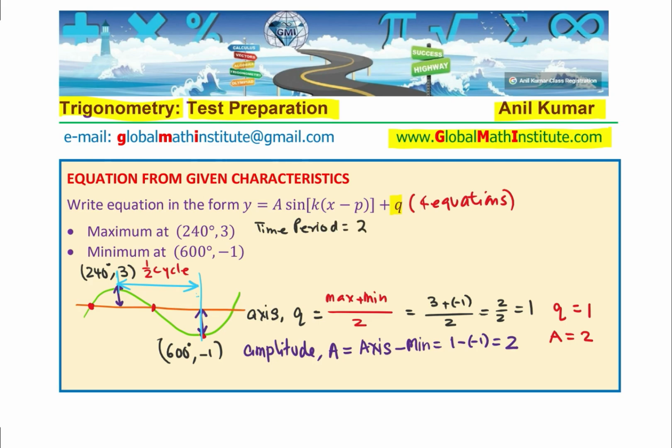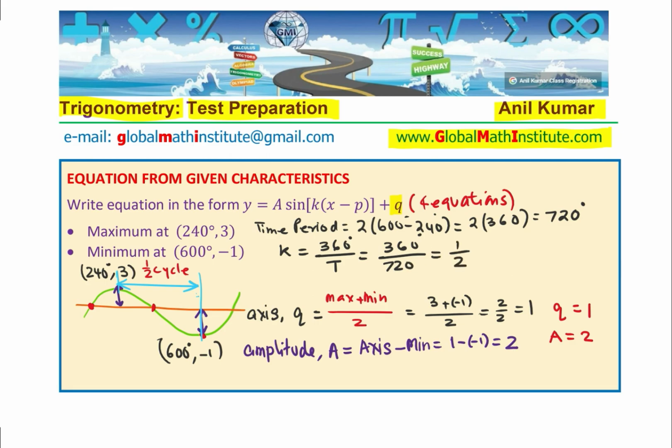Twice the difference between maximum and minimum, I should say. So 600 minus 240. That is twice. So if you take away, you get 0, and then from 6, and then from 5, you get 2, 3. So that means 720 degrees. Time period is 720, and from here we can find the value of k, right? So what is k? K is 360 degrees divided by the time period. So in this case, it is 360 degrees divided by 720. And that gives you half. So the value of k is half for us.